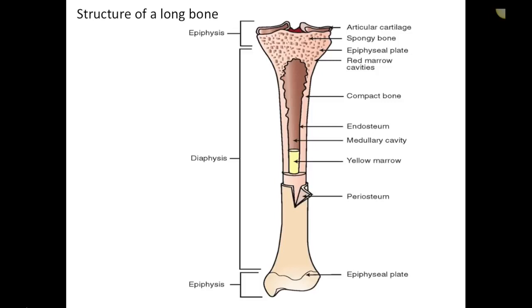And within those little spaces, it's filled with red marrow. The formation of red marrow helps reduce the weight of the bone without impeding function. So that's the formation of the spicules. And then it creates red marrow.